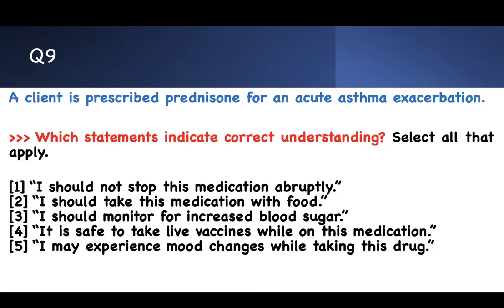Okay, if I take steroid, I should not stop this medication abruptly. You should not stop it because you got to taper it. I should take this medication with food because it causes ulcer. I should monitor for increased blood glucose because it causes hyperglycemia. It is safe to take the live vaccine while taking medication. It makes you immunocompromised. Therefore, you should not take live vaccine. I may experience mood changes while taking medication. It causes psychotic overtone.